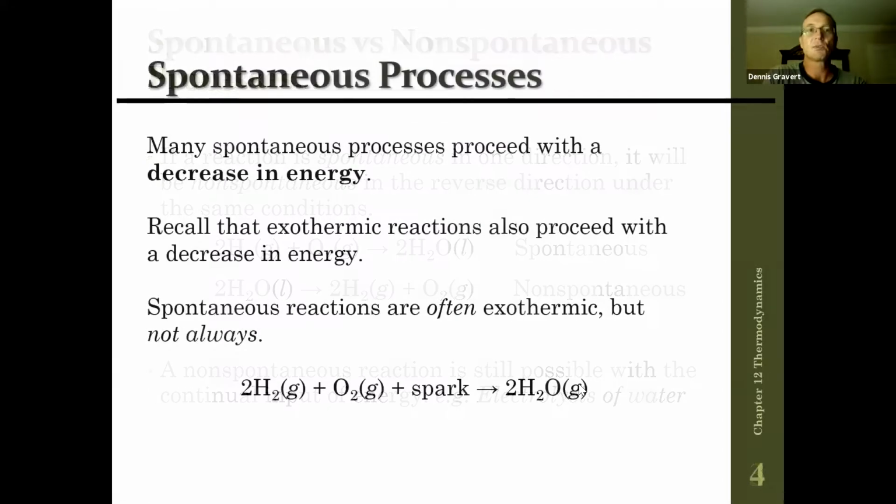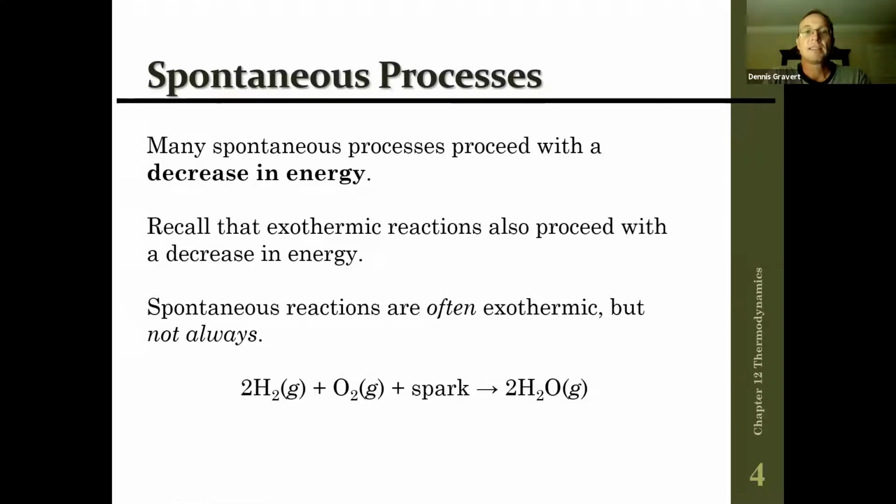Next page, please. Okay. Now the question is in chemistry, which reactions are spontaneous? Those that happen all by themselves, and which ones are non-spontaneous? And more importantly, can we predict from a chemical equation which ones are going to be spontaneous and which ones are not? Well, it turns out it's not so straightforward.